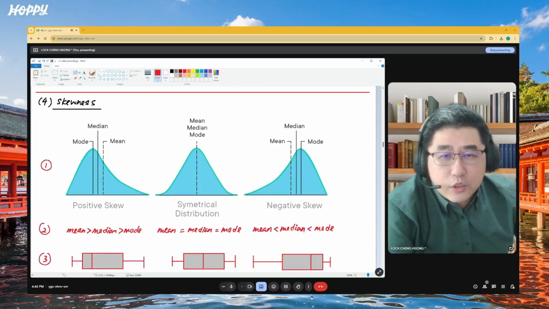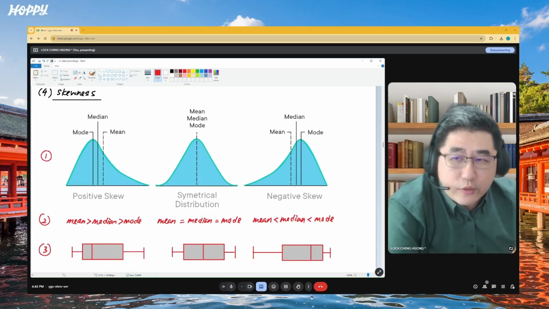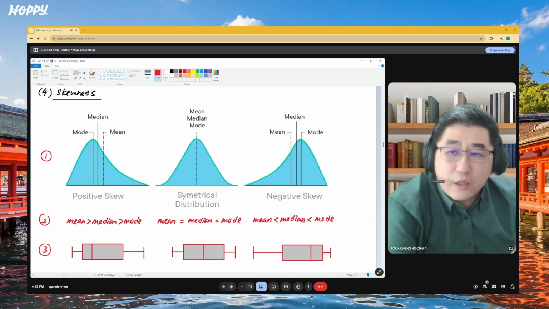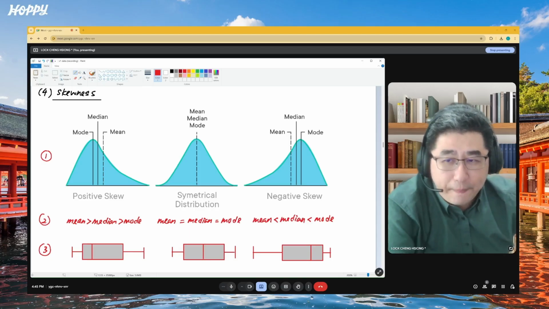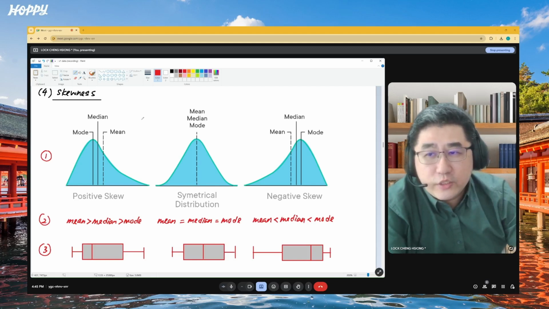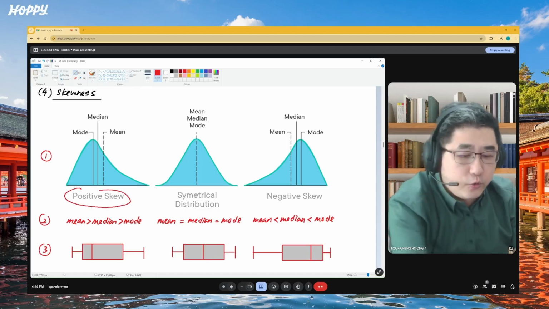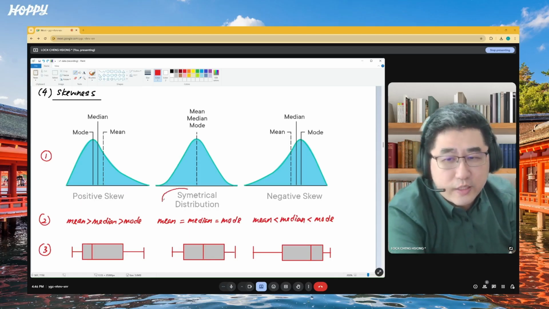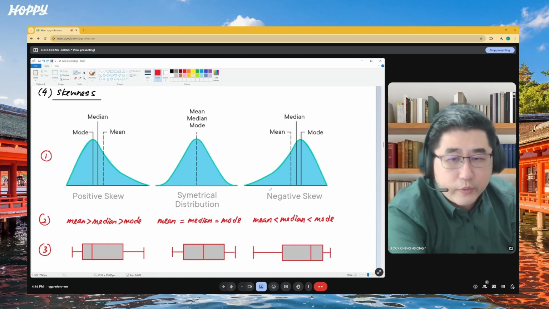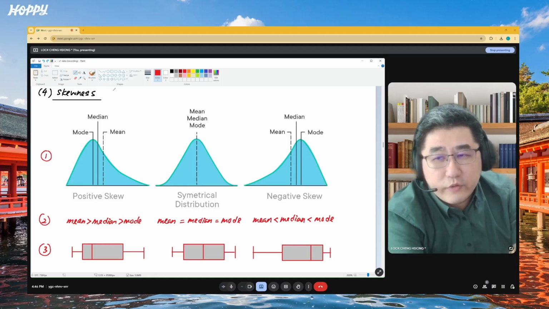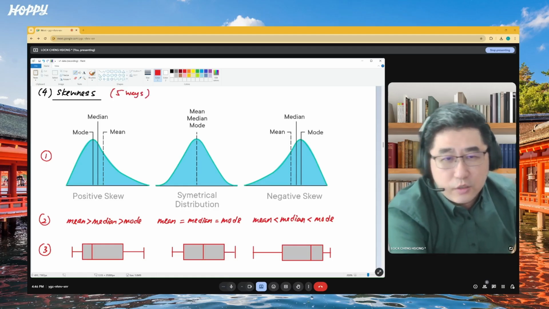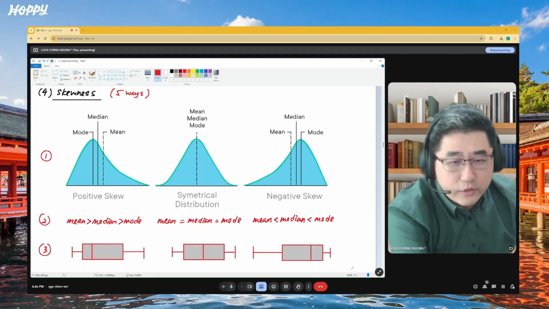The next thing that we want to investigate is the skewness of the data. There are three types of skew that we can say: positively skewed, symmetrical, or negatively skewed. For the syllabus, there are 5 ways to identify the skewness.